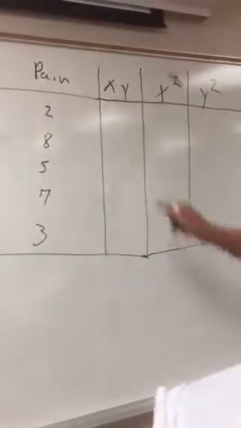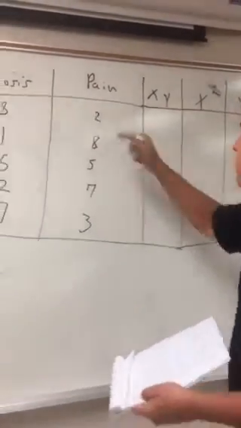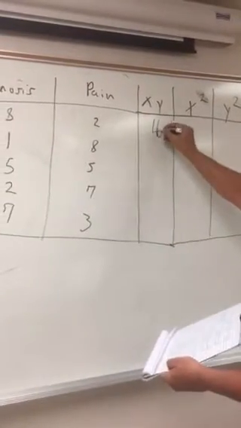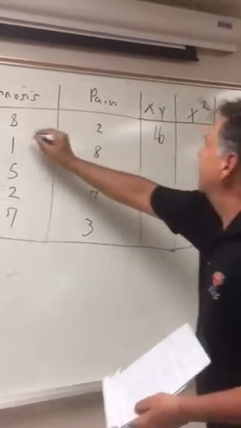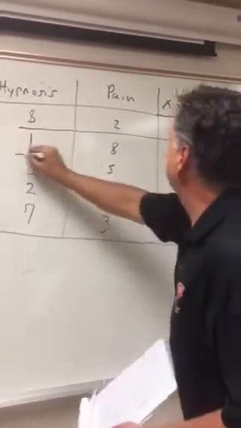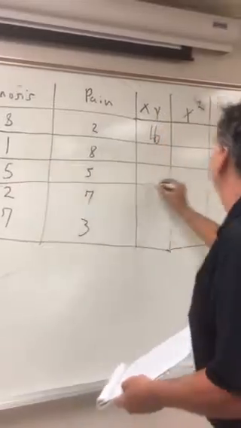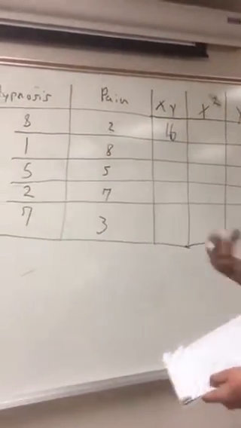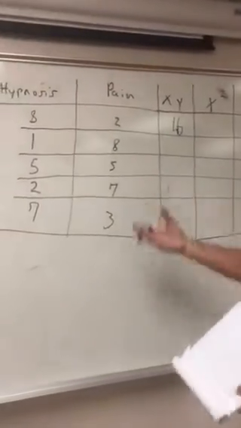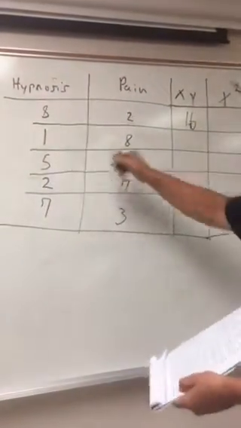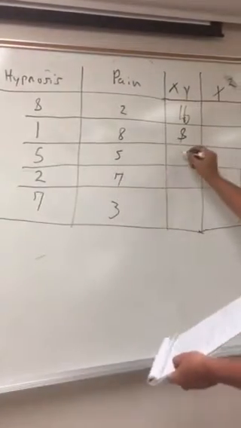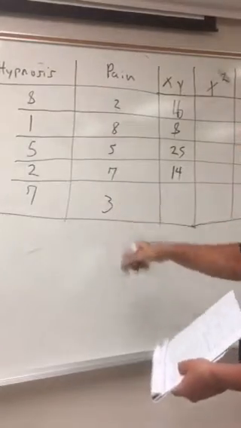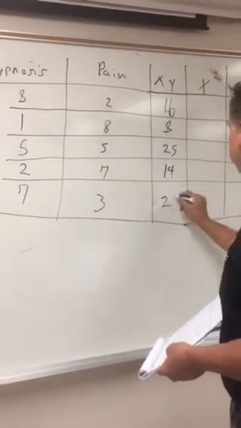So this one is basically x times y, so 8 times 2 is 16. I'll do this to make it a little easier to keep track of things. I'm going to give you some data that you can compute. You can either do it by hand or you can use Excel. I'm going to show you how to do this in Excel too. So 8 times 1 is 8. 5 times 5 is 25. 2 times 7 is 14, and 7 times 3 should be 21.